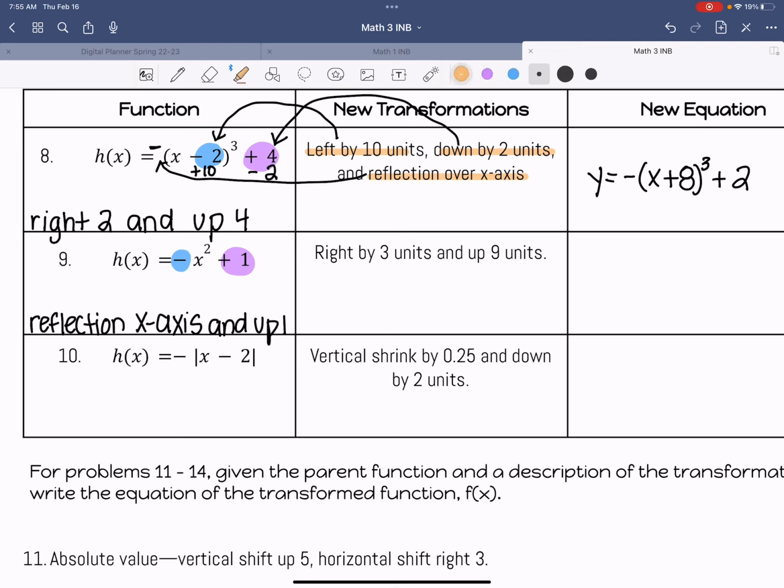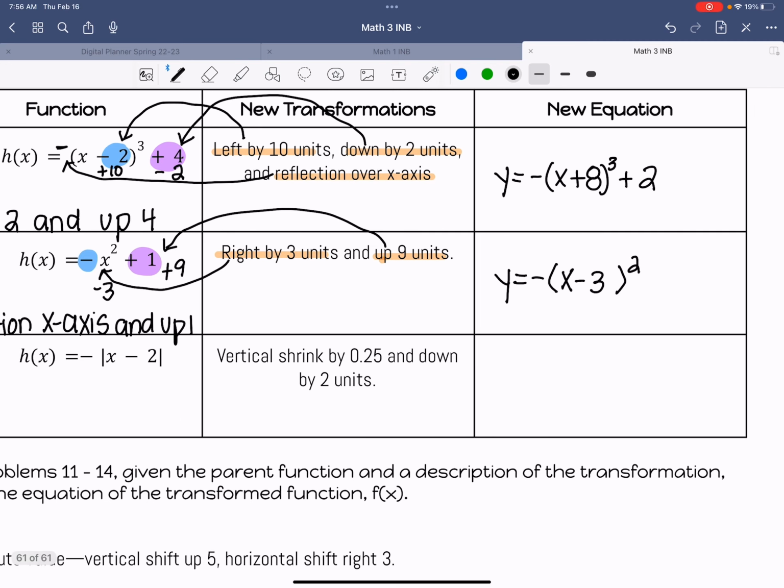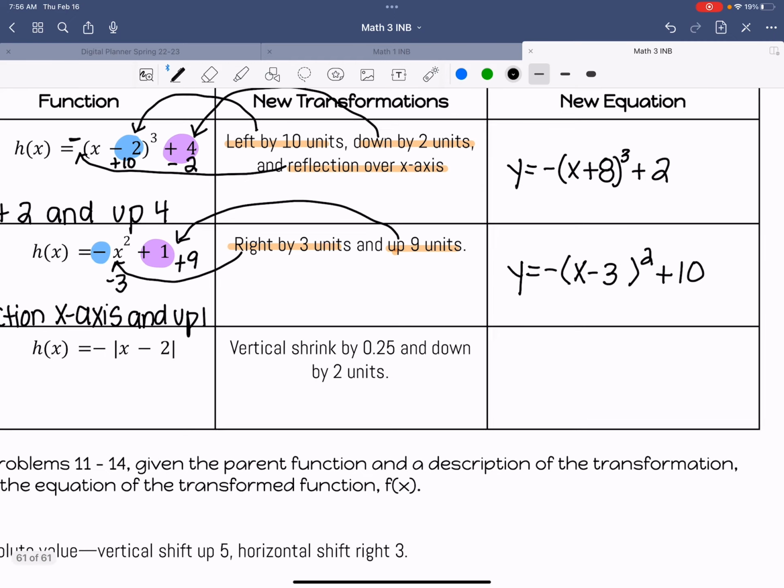Now, they want us to adjust this by going to the right by 3 and up 9. So the right 3, we're going to have to make that inside the function and then go up 9. So inside the function, we're going to have to go right 3. So remember, right is the opposite, so we need to put minus 3 there. And then up 9, we're going to add 9 here. So the new equation is going to be negative, and we're going to need to use parentheses since we're putting it on the inside. So x minus 3. And then 1 plus 9 is going to give me 10.